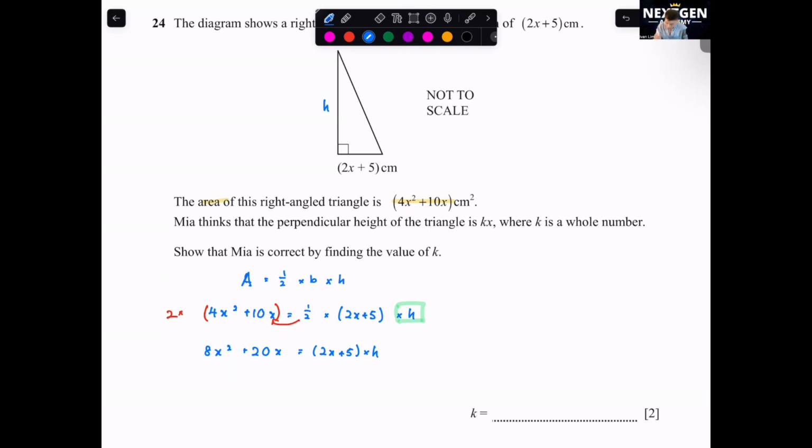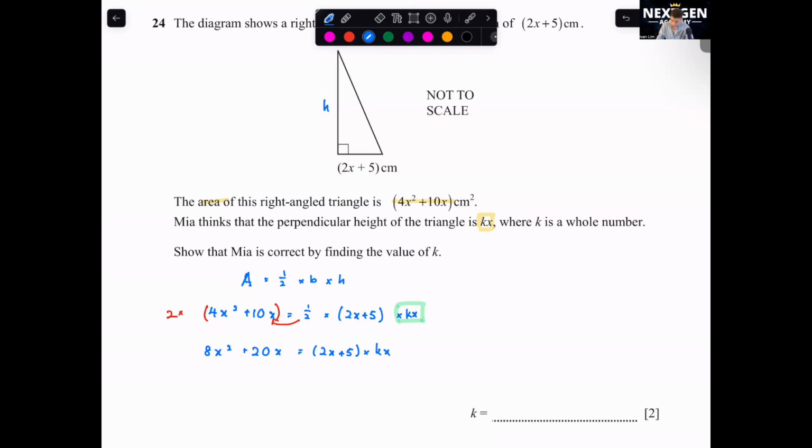Okay, sorry, let me see. They say here is kx. So this one, sorry, the teacher forgot to put this here. This one should be kx. So our h here, let's put it as kx, not h. So here, kx. Okay, what can we do from here?